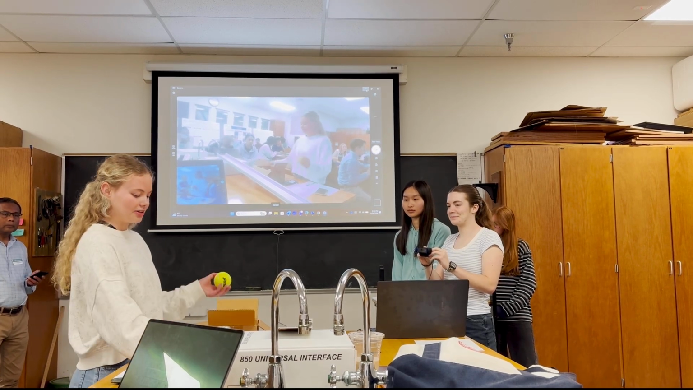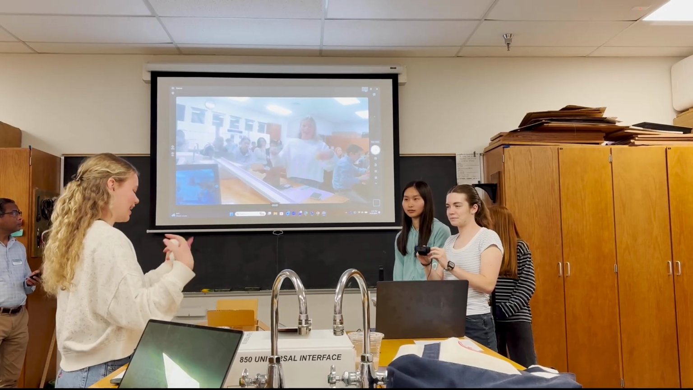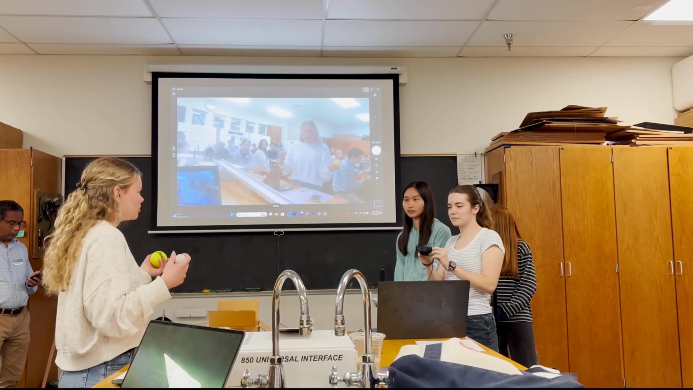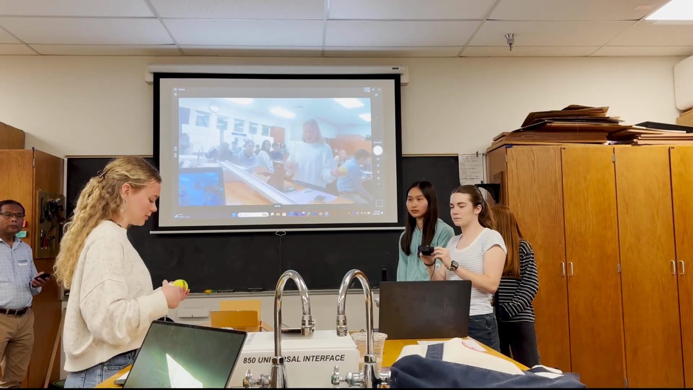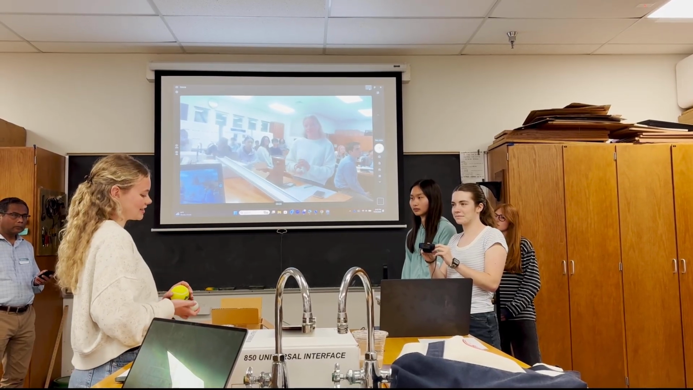And then for activity 3, we used 3 balls and dropped them all from the same height. And again, we measured it, but pretty much used this experiment to prove that mass does not have an effect on velocity.